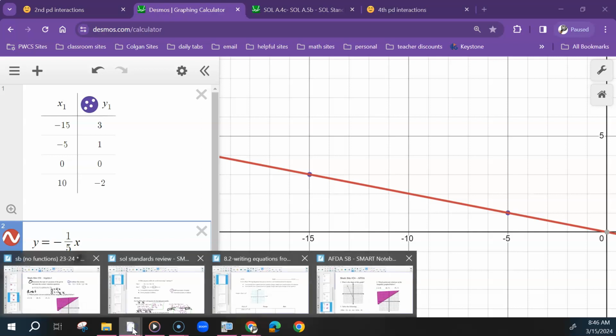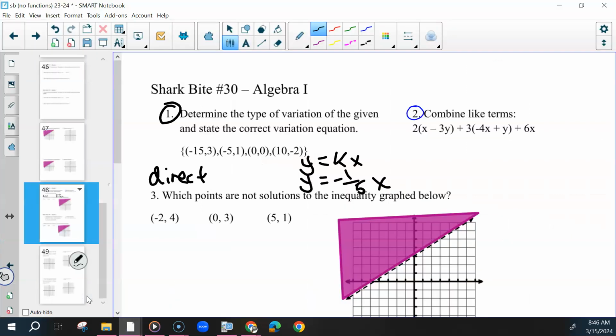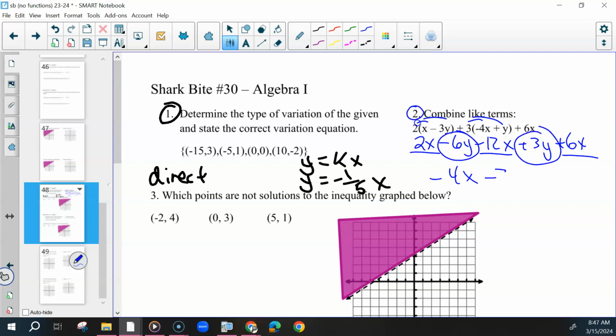For number 2, if we are combining like terms, distribute the 2, distribute the 3, so we have 2x minus 6y minus 12x plus 3y plus 6x, and combine all your like terms. So 2x minus 12x is negative 10x, negative 10x plus 6x is negative 4x. And then negative 6y plus 3y is negative 3y.